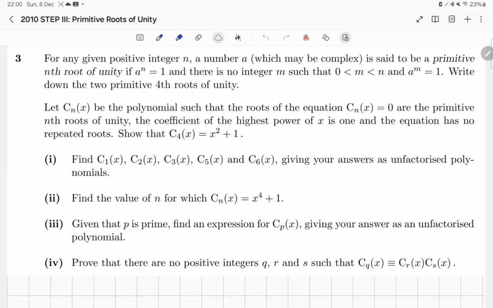Part 4. Prove that there are no positive integers q, r, and s such that Cq of x is equivalent to Cr of x times Cs of x. Pause the video to have a think, and once you're ready, restart to see if you were correct.